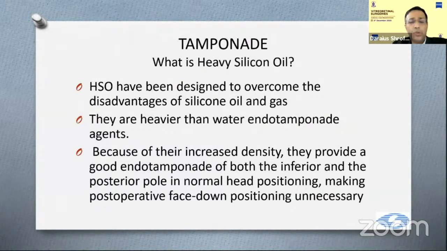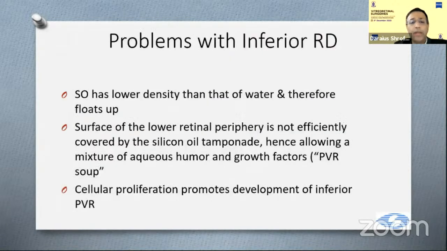Tamponade, I think everyone knows about it, but just a little thing about heavy silicone oil. This has been designed to overcome the disadvantages of silicone oil and gas. They are heavier than water. And because of the increased density, they give a good endotamponade effect to the inferior and posterior pole without having to do the prone positioning. In the normal position also, sitting up or lying supine, they give a good tamponade.